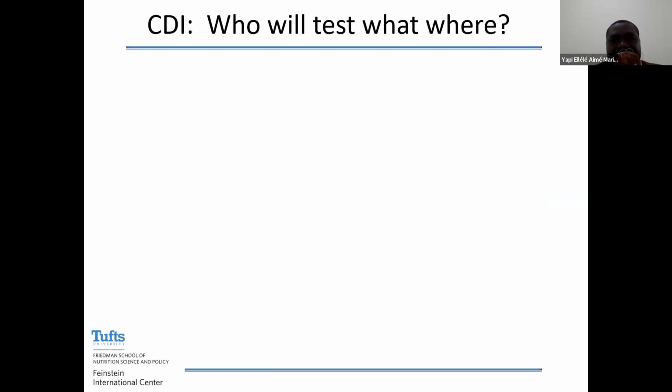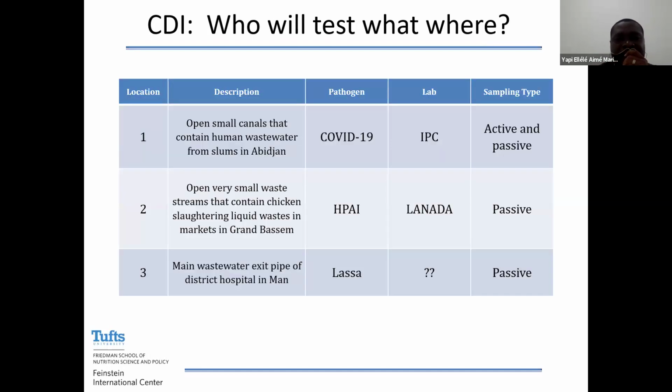So who will test and what to test where? In Côte d'Ivoire, we identified three locations to test wastewater samples. The first location is an open small canal that contains human wastewater in Abidjan. In this location, we test for COVID-19 with the Institut Pasteur lab, and we use two methods, the active and the passive method. The second location is a very small open waste stream that contains chicken slaughtering liquid waste in a market in Grand Bassam. Grand Bassam is an area near greater Abidjan. At this location, we test for avian influenza with the LANADA lab. LANADA is the animal lab in Côte d'Ivoire. We use the passive method.